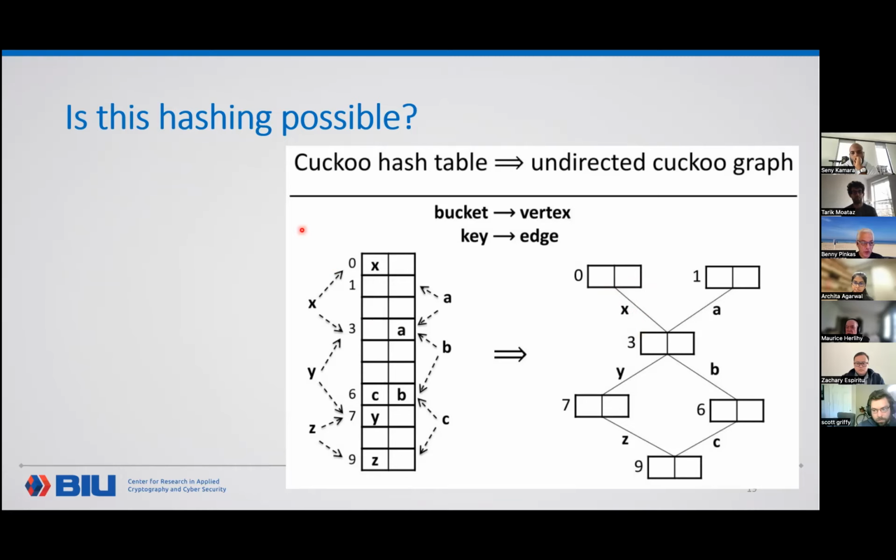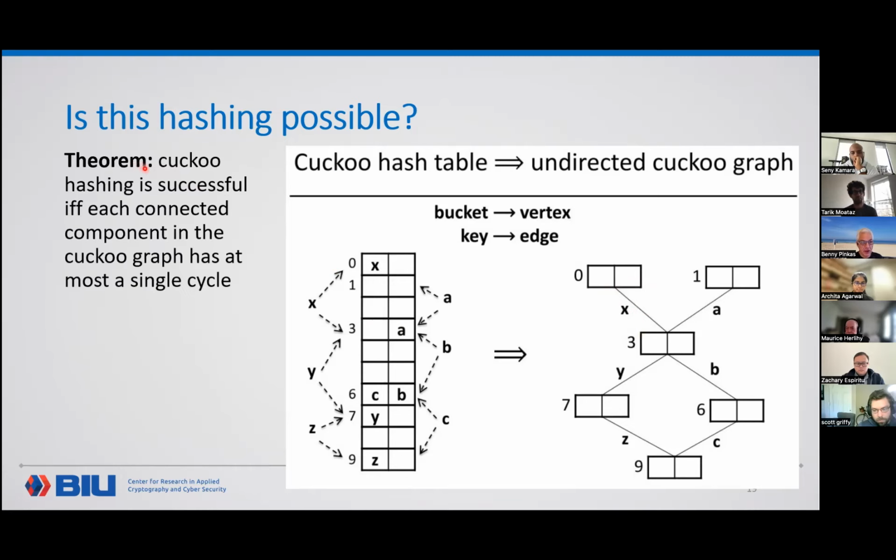People working on cuckoo hashing proved that cuckoo hashing is successful if each connected component in the graph has at most a single cycle. For instance, here, cuckoo hashing will be successful because we only have a single cycle. If we had another edge between here and here, so an item was mapped to nodes 0 and 7, then cuckoo hashing wouldn't have been successful. This was done in the cuckoo hashing literature, and all the analysis of when cuckoo hashing succeeds or not is based on analyzing random graphs and looking for these properties.